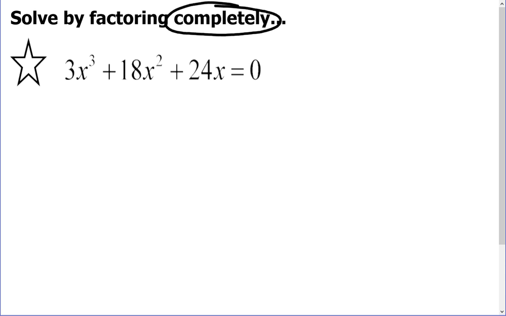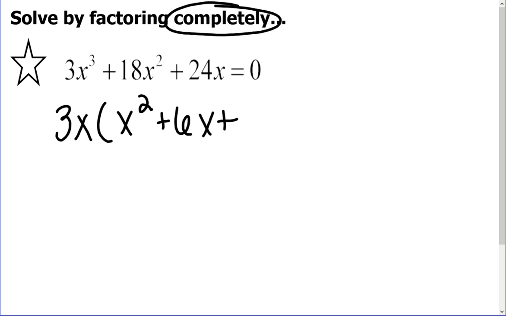Okay, 3 goes into 18 and 24, so there's my GCF. The first term has 3 x's, the second one has 2 x's, and the third one has 1 x. So the greatest number that I can take out is 1. So we're left with x squared plus 6x plus 8 equals 0. And we're factoring completely, which means I probably can factor this remaining trinomial.